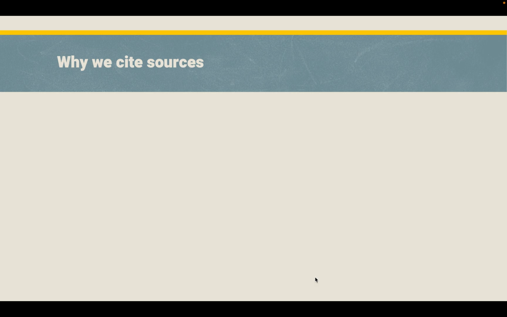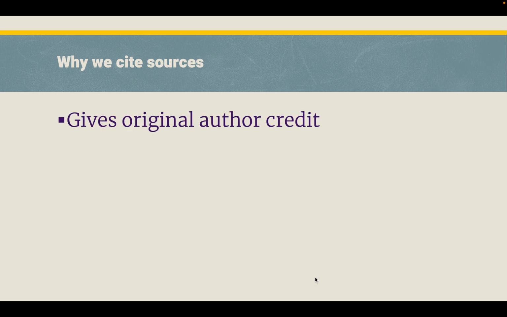First of all, citing sources gives people credit for their original ideas and work. When you cite a source, you're acknowledging that the ideas and information came from somewhere else and are the intellectual property of their original author.